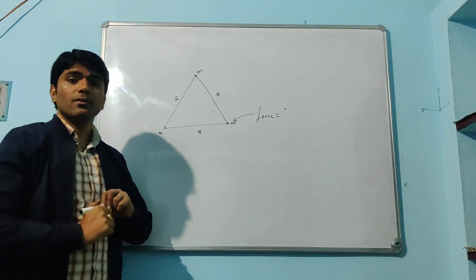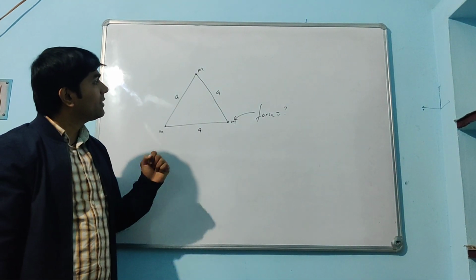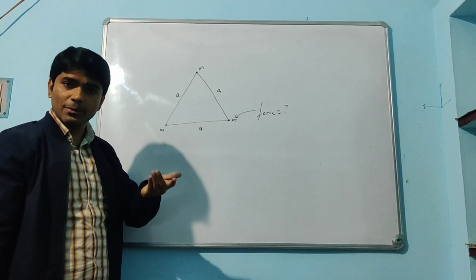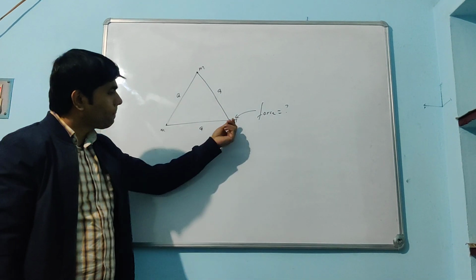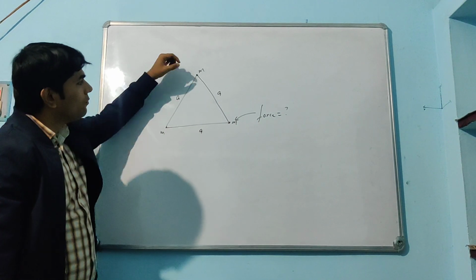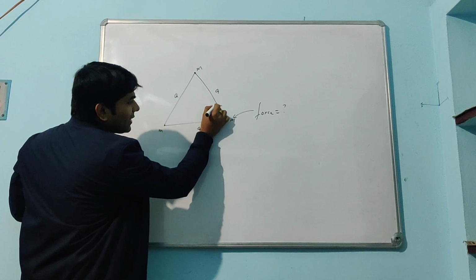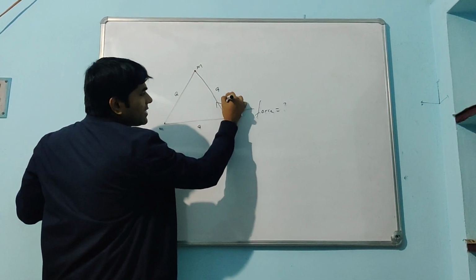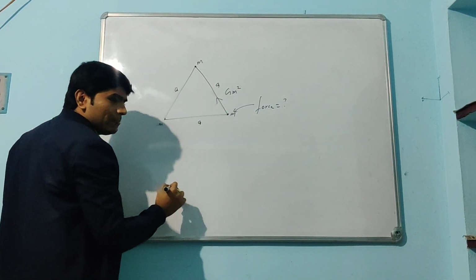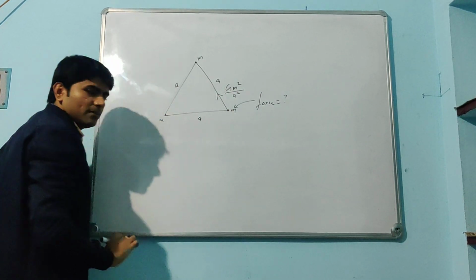So already we have discussed, according to Newton's law of gravitation, that every body in this universe will attract another body with a force equal to G m1 m2 by r square. So the force acting on this mass will be due to these two masses. This mass will attract this mass with a force equal to G m1 m2. Both the masses are the same, so it is G m square by the distance between them, which is a. So G m square by a square.